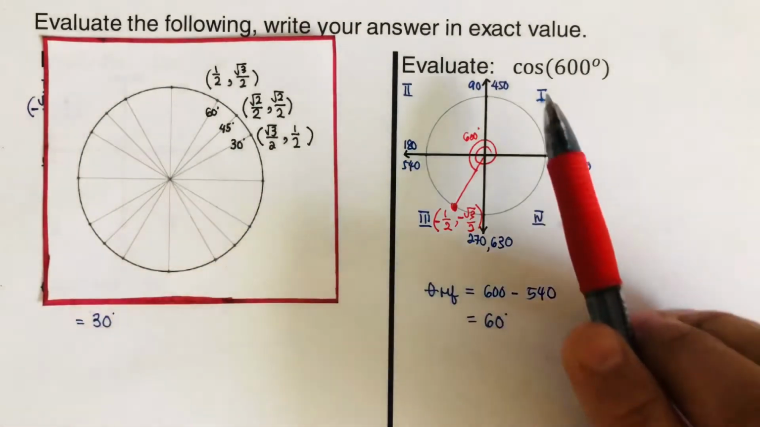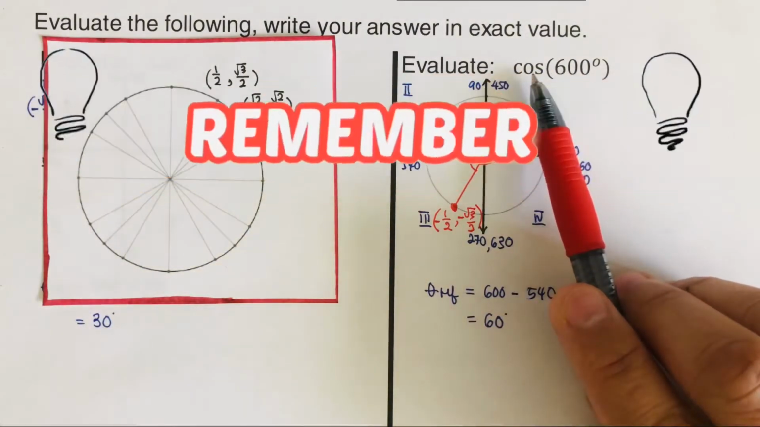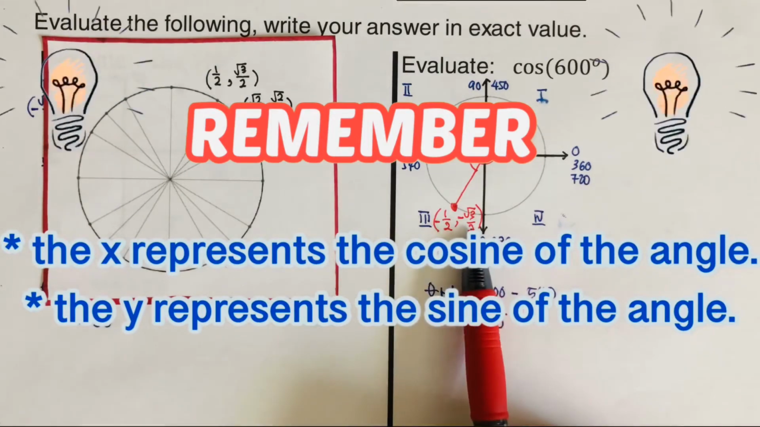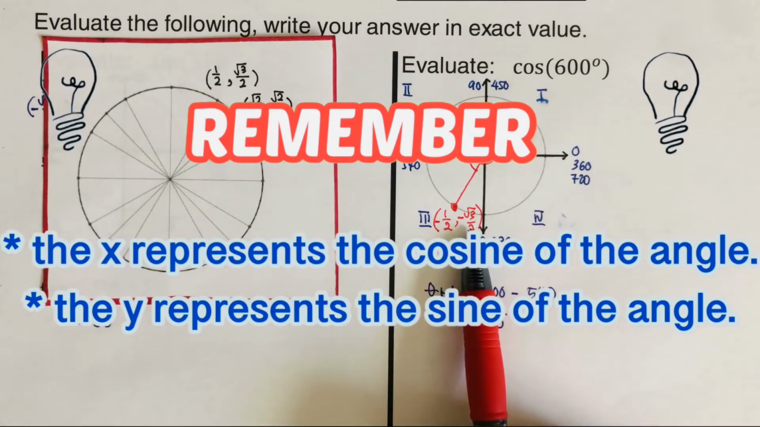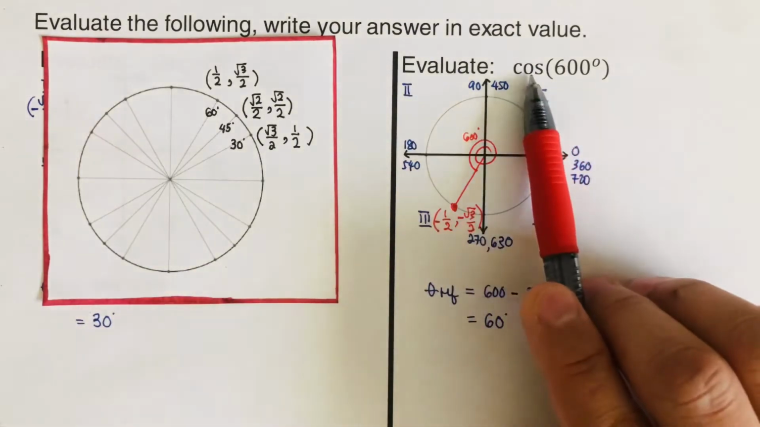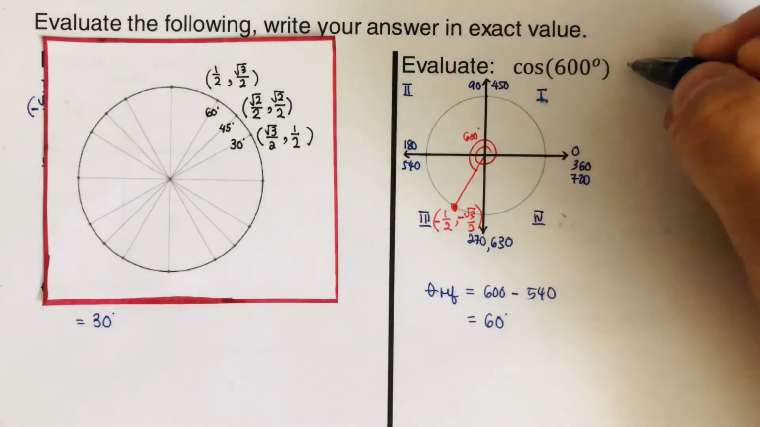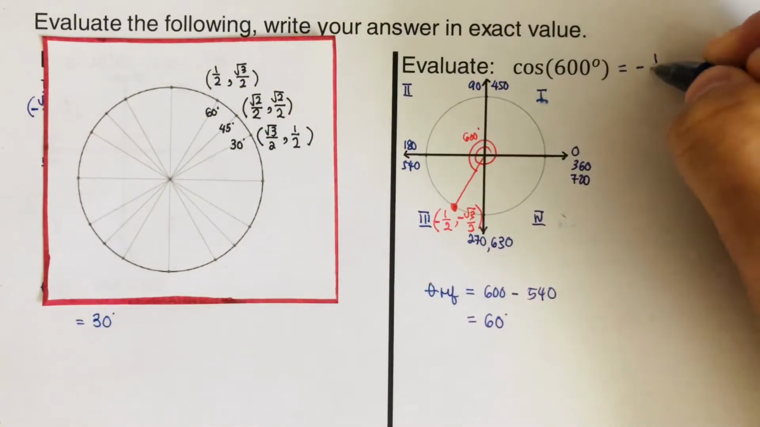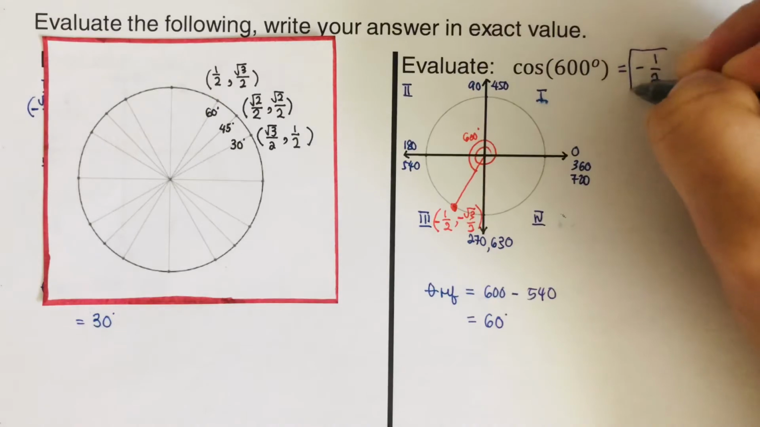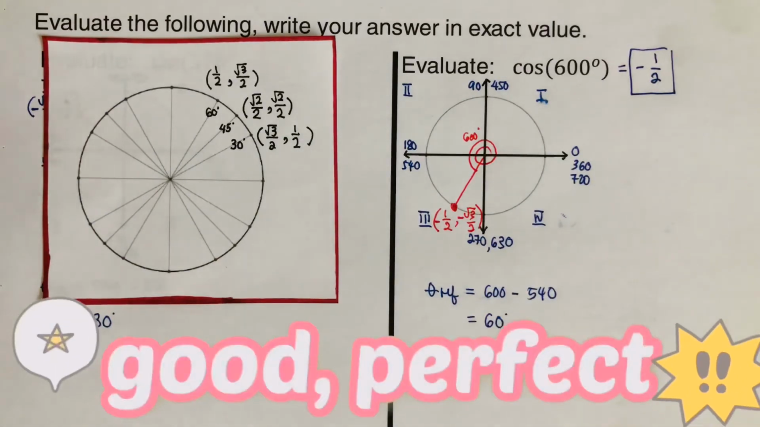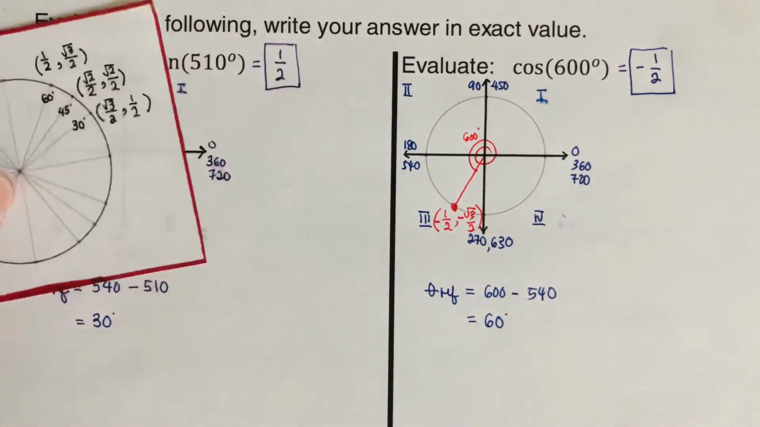Now we remember that the x represents the cosine of that angle, and the y represents the sine of that angle. So in this problem, since we're looking for cosine, cosine 600 would be equal to the x value, which is negative 1/2. So the value for cosine 600 is negative 1/2. Did you get the same answer as this? Good. Perfect. Now let's move on to the next example right here.